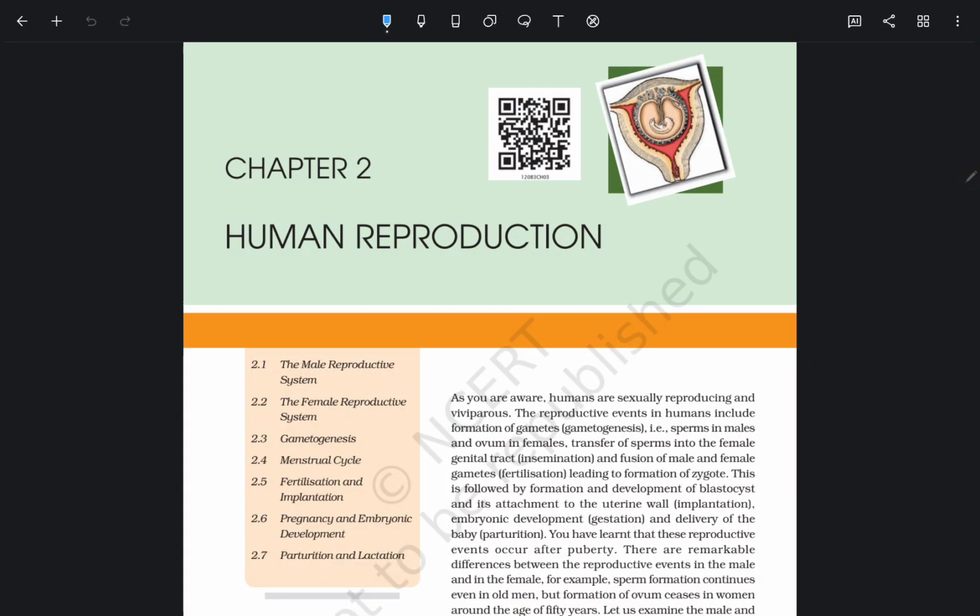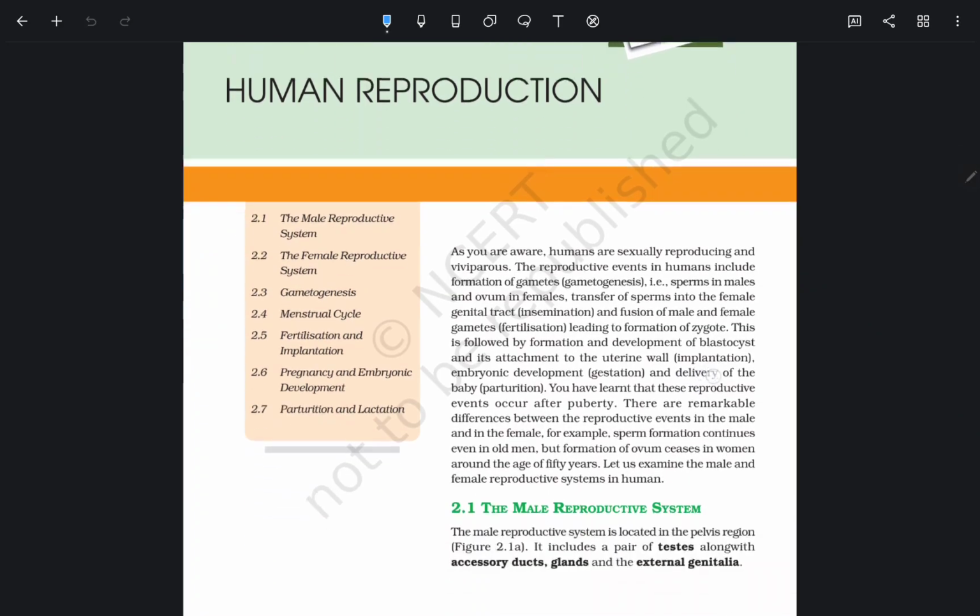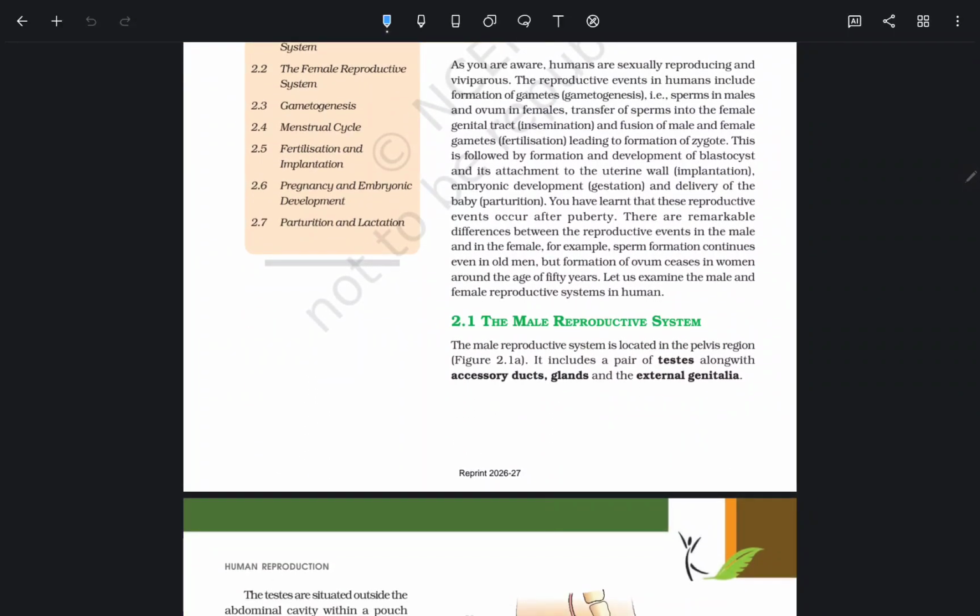Today we're going to discuss a very interesting topic: human reproduction. Humans are sexually reproducing and viviparous. The reproductive events in humans include formation of gametes, gametogenesis, sperms in males and ovum in females, transfer of sperms into the female genital tract, insemination, and fusion of male and female gametes leading to formation of zygote.